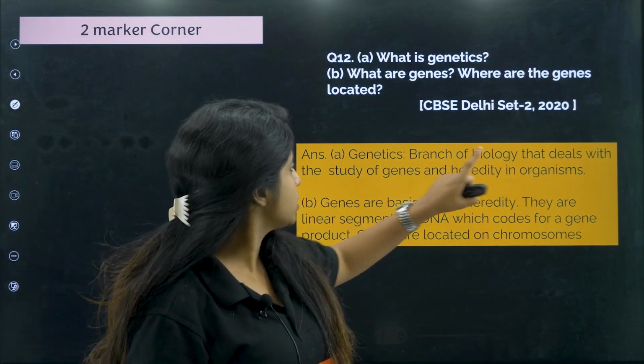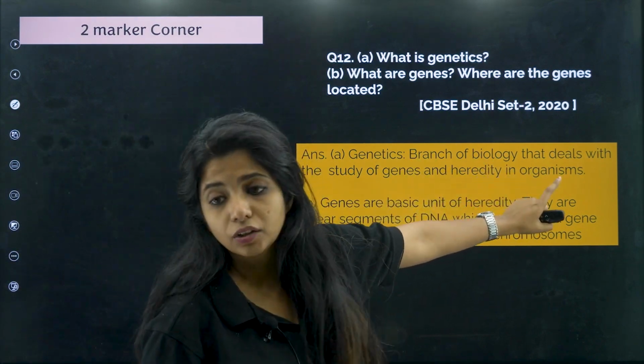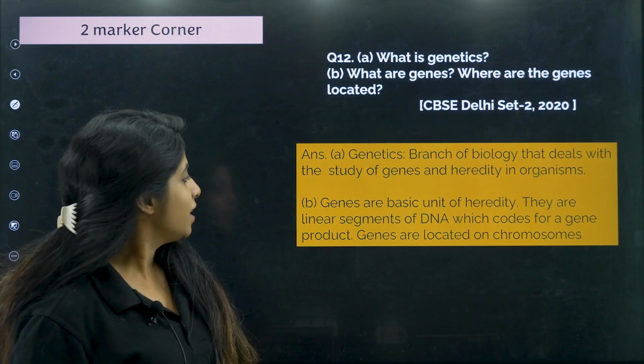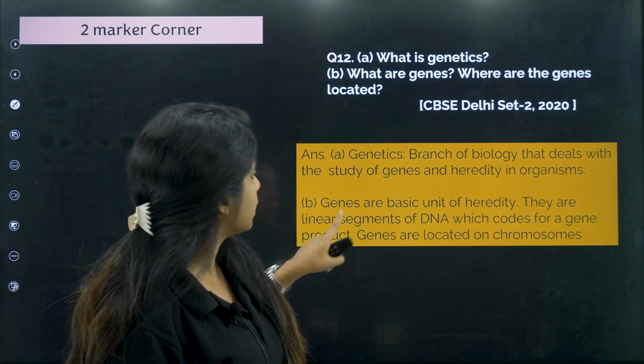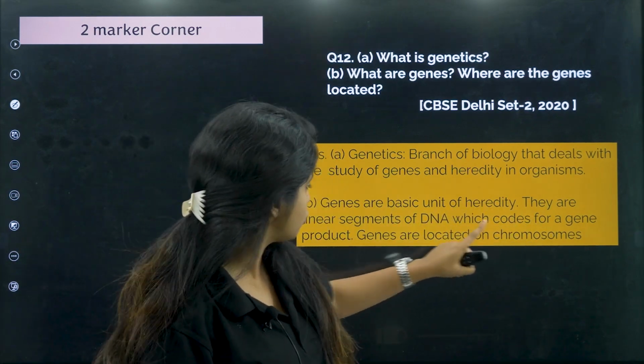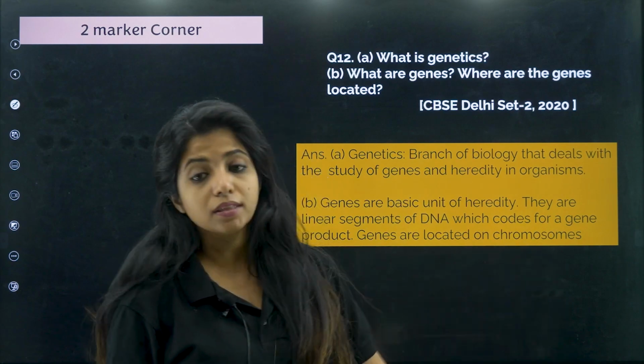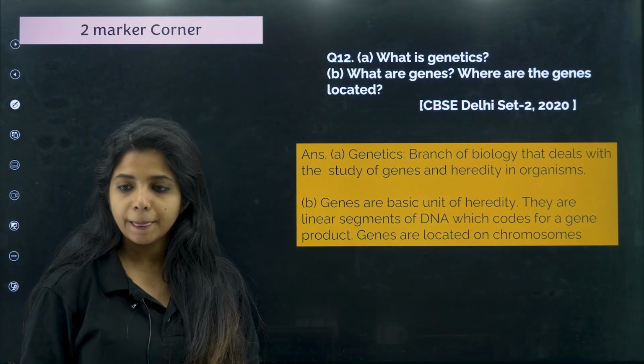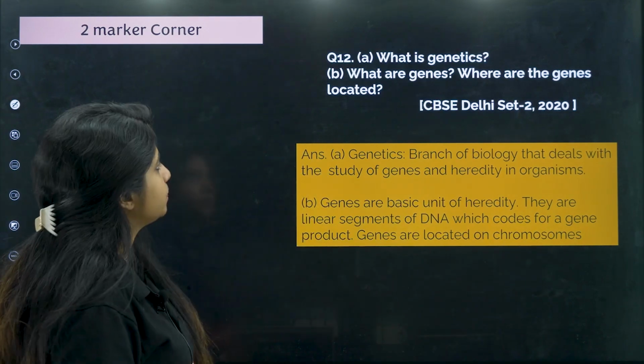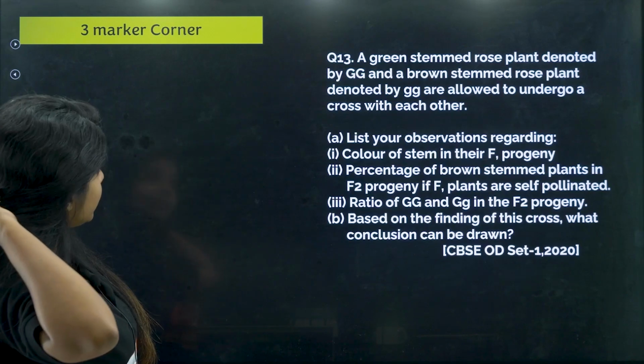So what is genetics? Genetics is a branch of biology that deals with the study of genes and heredity in organisms. This came as a question. Now, genes are the basic unit of heredity. They are linear segments of DNA which code for a gene product. Genes are located on the chromosomes. Cool? Next.